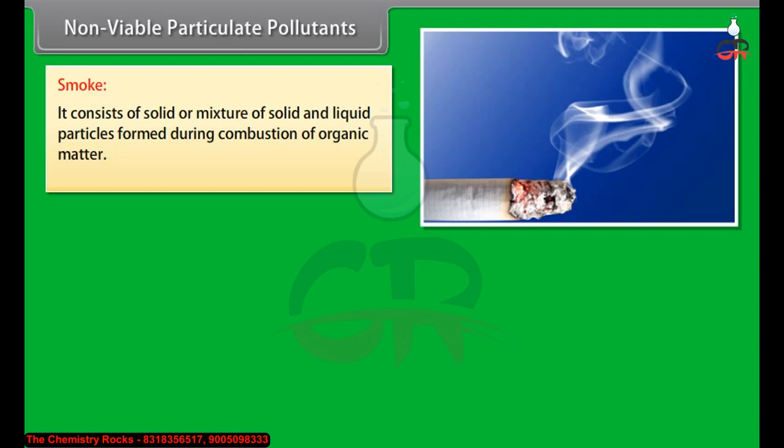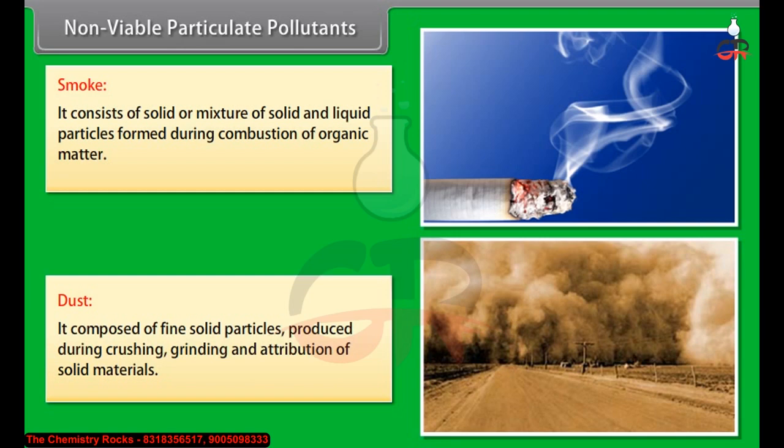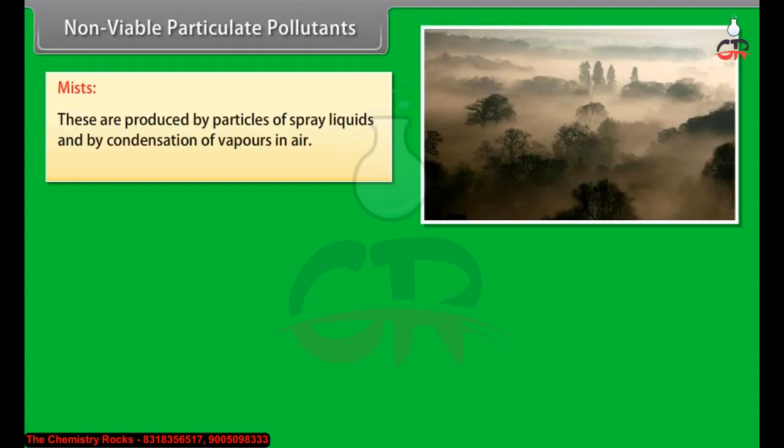Dust. It is composed of fine solid particles produced during crushing, grinding and attrition of solid materials. For example, dust from woodworks, pulverized coal, fly ash from factories, dust storms, etc. Mists. These are produced by particles of spray liquids and by condensation of vapors in air. For example, sulfuric acid mist, herbicides and insecticides.